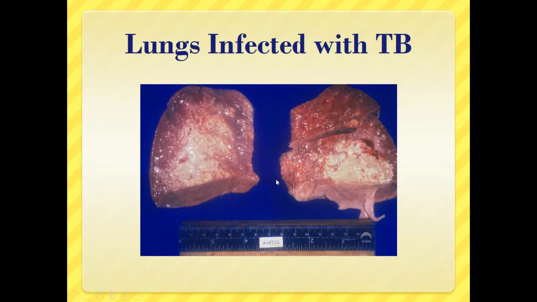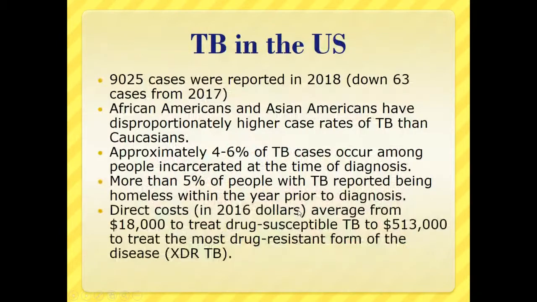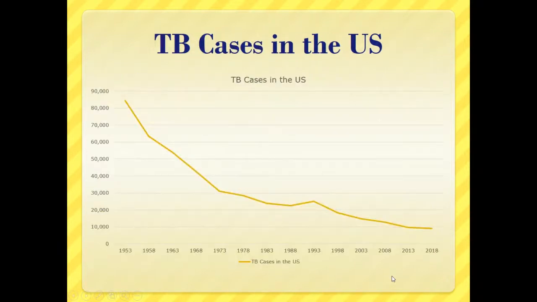So here are some lungs that are affected with TB. You can see these white areas here and these other little granular granulomas, the tubercles, where the bacillus would be found. There are less than 10,000 cases in the United States, which is a good thing. About 4 to 6% of TB occurs among people who are incarcerated. They're in close proximity with one another, so it can spread in prisons. You see their direct costs average from about $18,000 to treat drug-susceptible tuberculosis to $513,000 to treat the drug-resistant form.